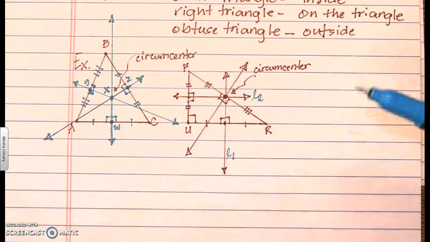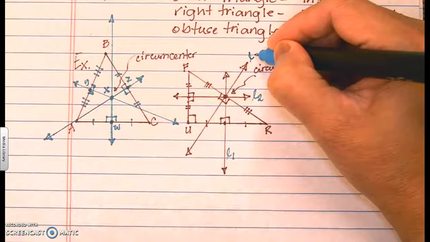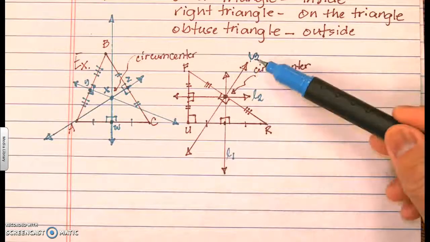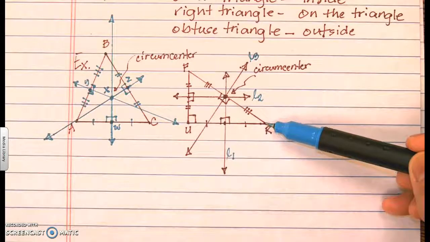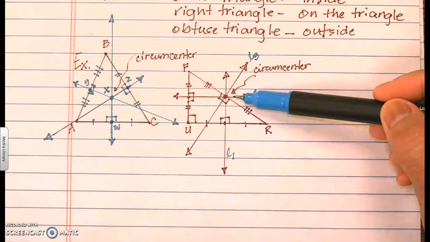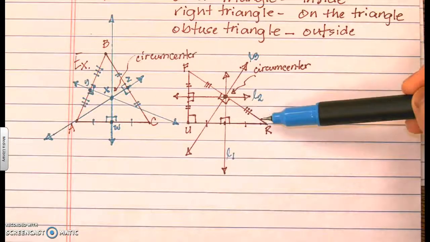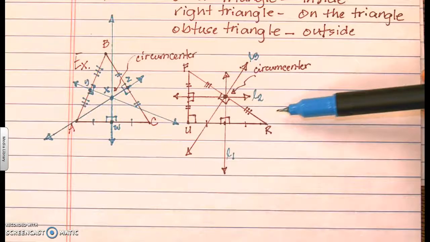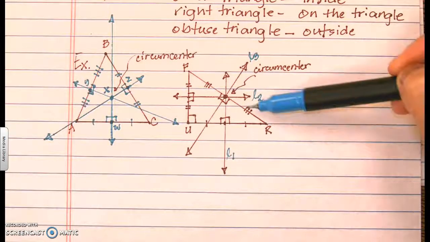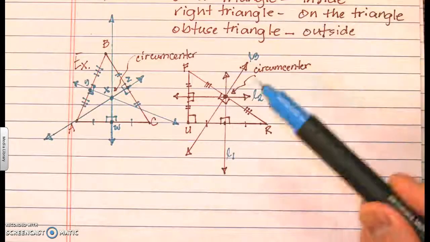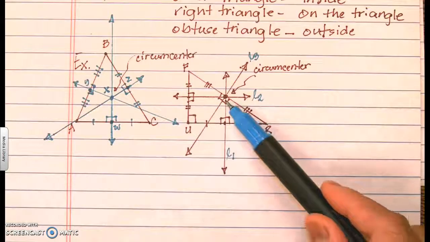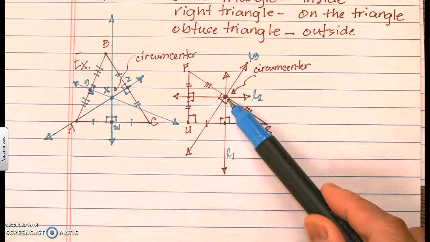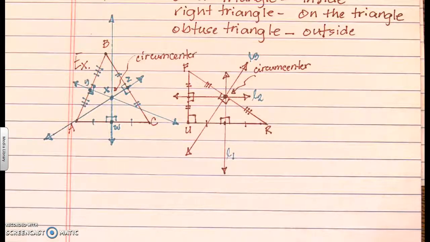My third perpendicular bisector is line 3, which is right here, and it is perpendicular to side FR. Perpendicular bisector because other than being perpendicular or forming a 90-degree angle, it also is passing through the midpoint of side FR, which means that this segment right here is congruent to this segment right here. As you can see, all my lines 1, 2, and 3, which are all the perpendicular bisectors of this given triangle, are concurrent at this point. Therefore, this point is called the circumcenter of right triangle FUR.